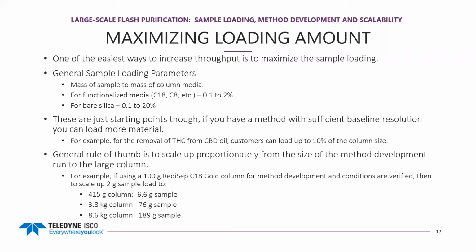But as a general rule of thumb, you can scale proportionally from the size of the method development run to the large column. For example, if you're doing a 100-gram C18 Gold column and you've loaded 2 grams onto that column, then if you were to scale up to a 415-gram column, you could load 6.6 grams. If you load up to the 3.8 kilogram column, you could load 76 grams. And if you scaled up to the largest column we offer, the 8.6 kilogram column, you could load up to 189 grams of sample. Keep in mind, this is functionalized C18.